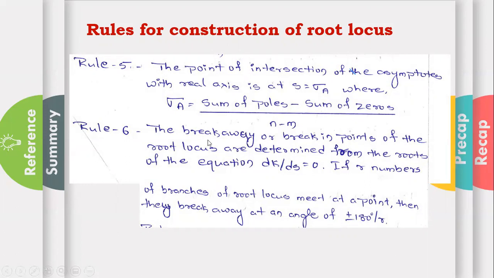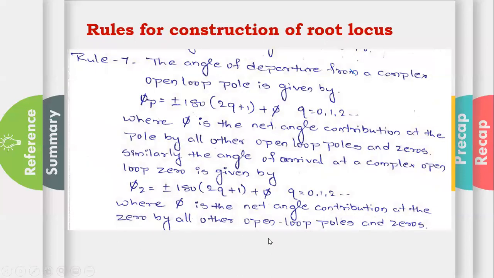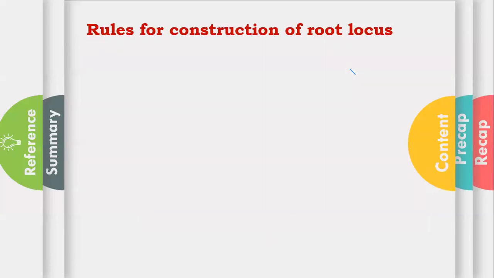So these breakaway and break-in points you need to find whenever there is a root locus between two poles or two zeros. If there is a root locus between two poles, then there will be a breakaway point. If there is a root locus between two zeros, then there will be a break-in point. So how to find this break-in or breakaway point? I need to equate dK by dS equal to 0 and find the value of s. This will tell what the break-in or breakaway points are.